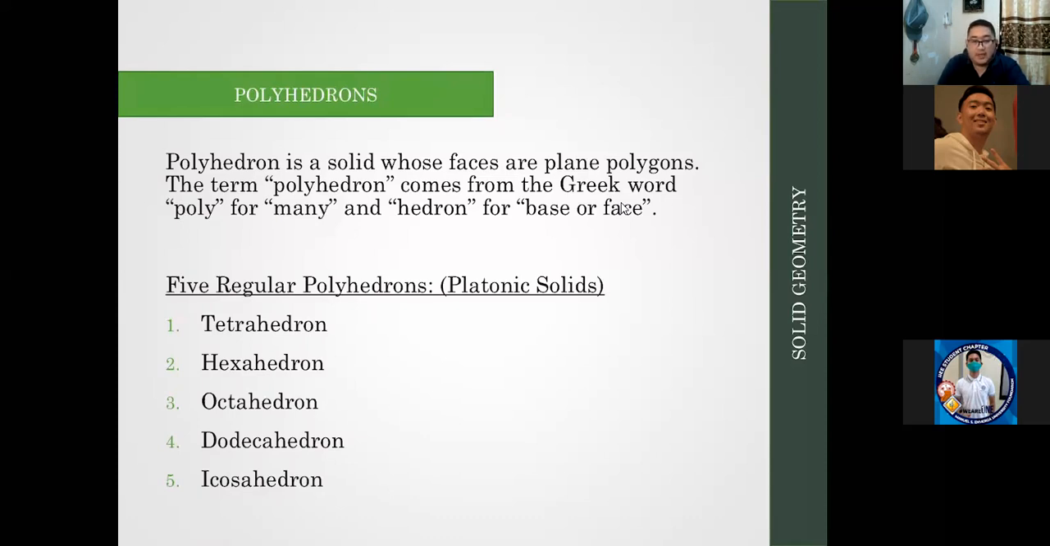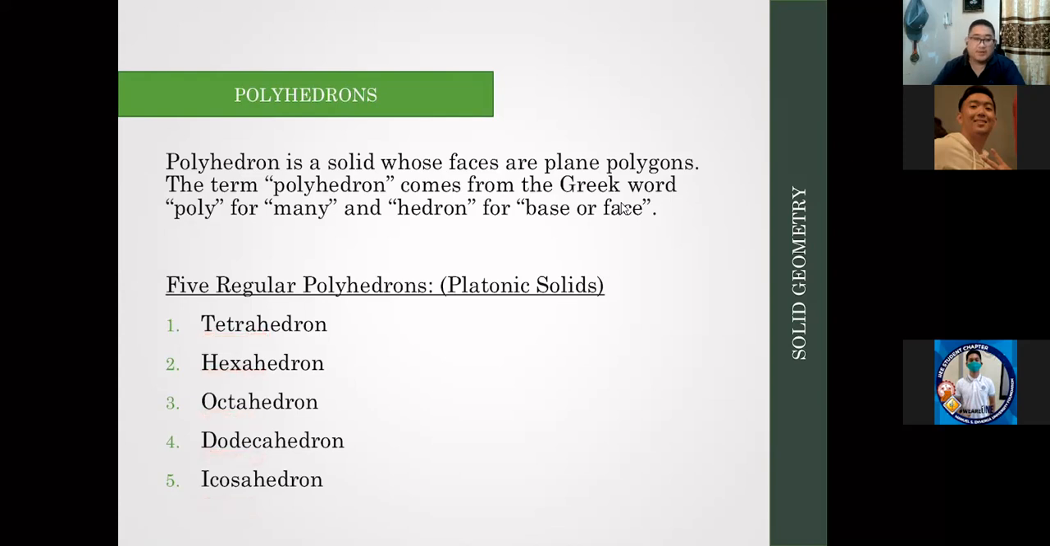So named after Plato, no? Ito yung mga 5 regular polyhedrons natin. We have tetrahedron, hexahedron, octahedron, dodecahedron, and icosahedron. Okay? So kung yes, you guessed it right, mula dun sa name nila, dun nagmamatter yung number of faces niya. Okay? Kung ilan yung face na meron siya.